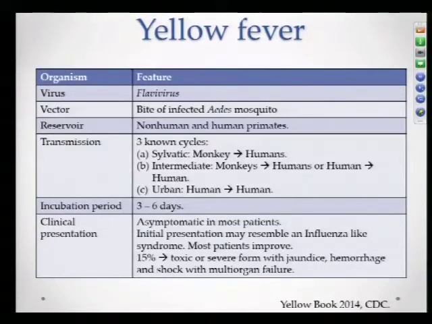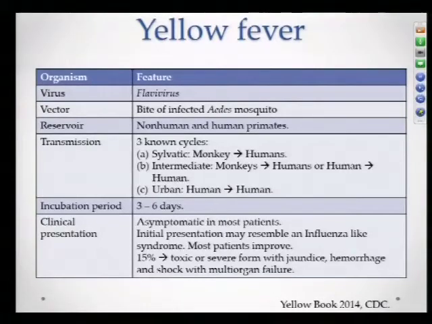Again, as you can see, the flavivirus is the one that is associated with it, and this belongs to the vector, the Aedes mosquito group. The reservoir is usually between human primates and non-humans. And I think as we come closer to the city or the urban lifestyle, it's human-to-human transmission. And as we go closer to the jungles, it's more non-human primates to humans. Again, another reason not to monkey around.